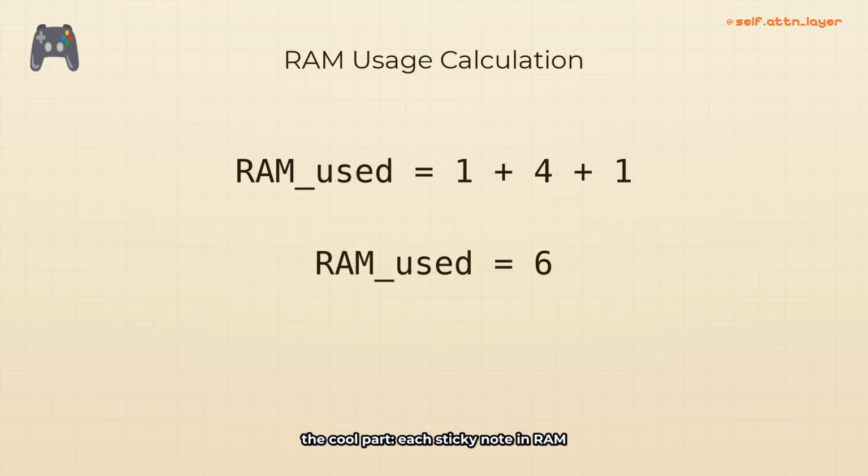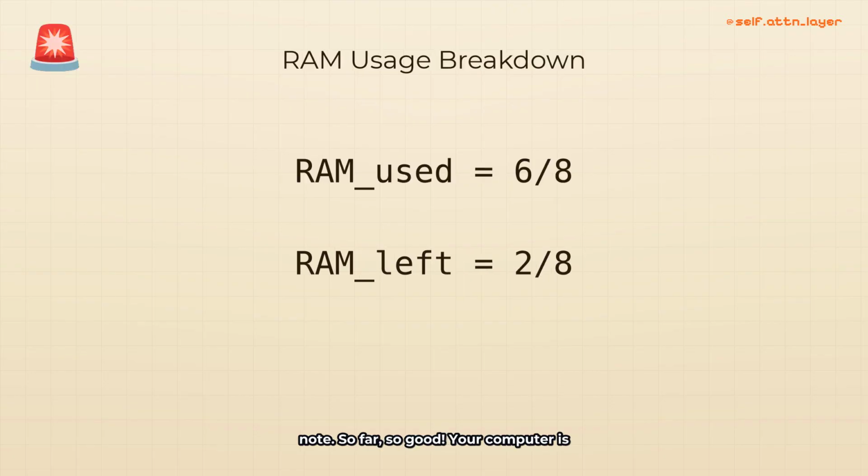Here's the cool part. Each sticky note in RAM is a tiny piece of an app you opened. Open a game, that's 1 note. Open a browser with 4 tabs, that's 4 more notes. Open a music app, add 1 more note. So far, so good. Your computer is zooming along because all 6 notes fit on the desk, RAM. But what happens when you open 1 more app?